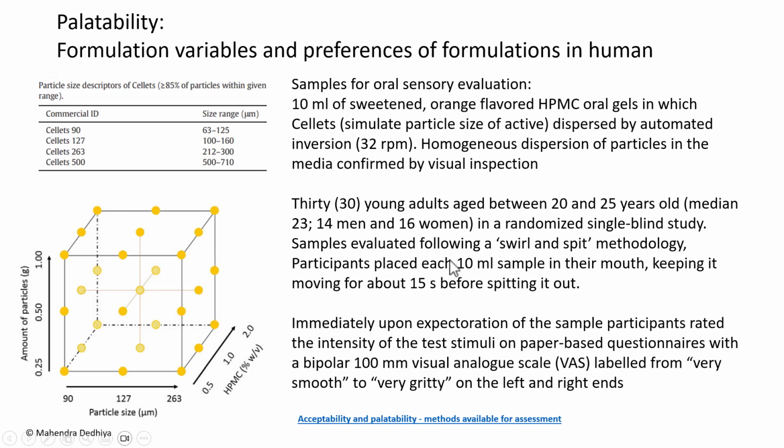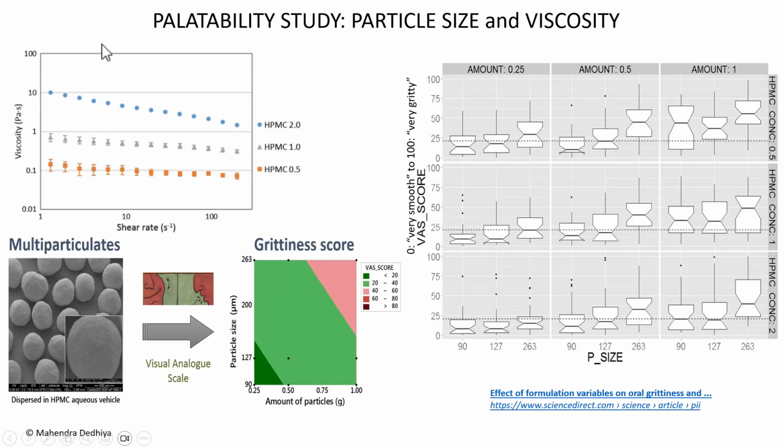Samples are evaluated by swirl and spit technique, which is a common EMA requirement. 10 ml of the suspension is placed in the mouth and moved around for 15 seconds before spitting it out. Immediately, information is collected using a questionnaire and visual analog scale. Subject facial reactions range from very smooth to very gritty. The results are shown here.